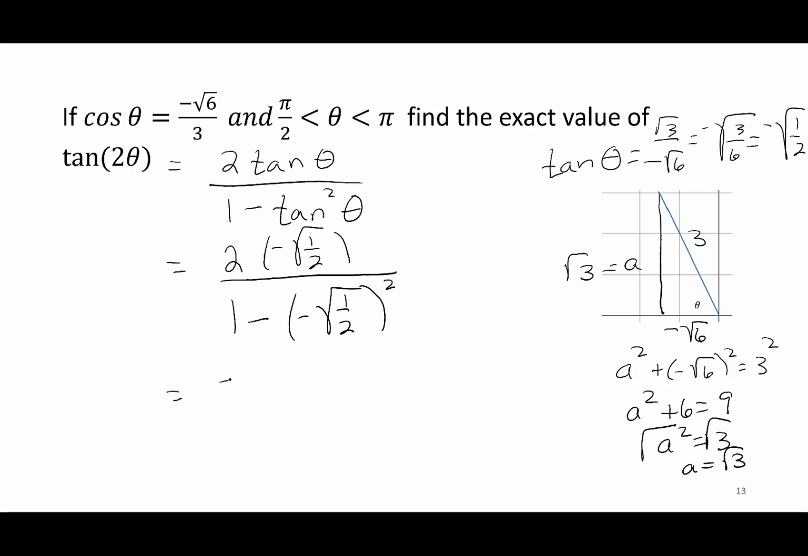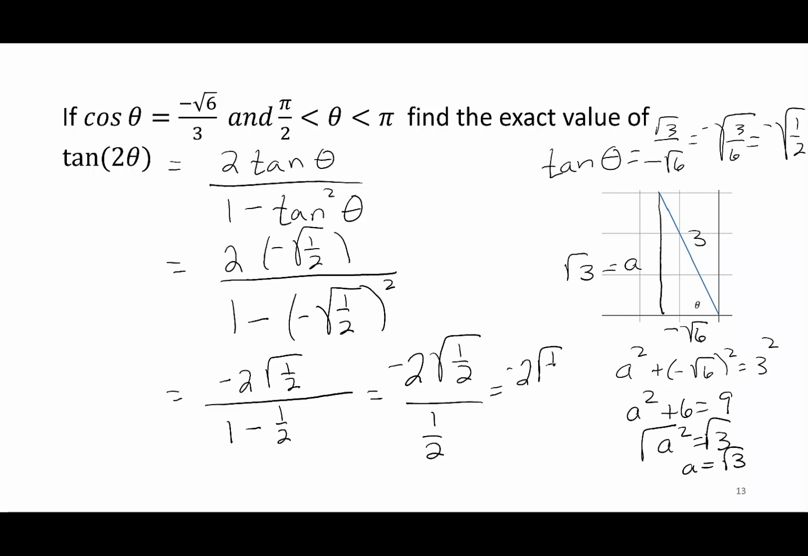In the numerator, I have negative 2 times the square root of 1/2 over 1 minus 1/2. This is equal to negative 2 times the square root of 1/2 over 1/2. When I divide by a fraction, I multiply by the reciprocal. This is negative 2 times the square root of 1/2 times 2. This is equal to negative 4 times the square root of 1/2.